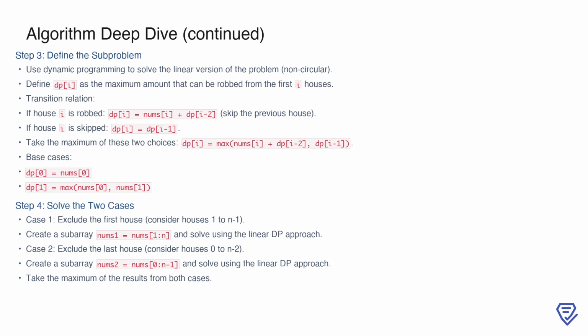Once the linear version is defined, we solve the two cases for the circular problem. In the first case, we exclude the first house and consider the array from index 1 to n-1. In the second case, we exclude the last house and consider the array from index 0 to n-2. The result is simply the maximum value obtained from these two cases.